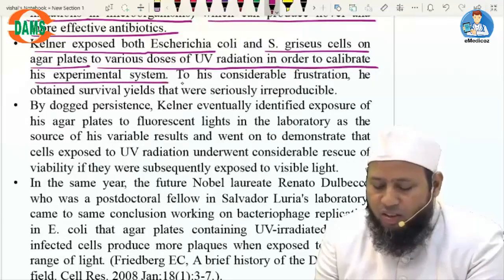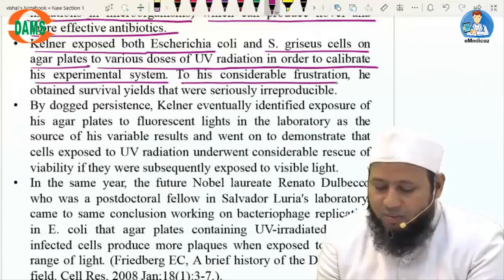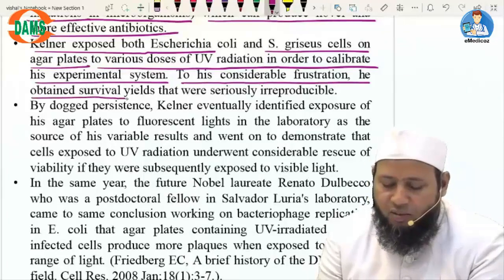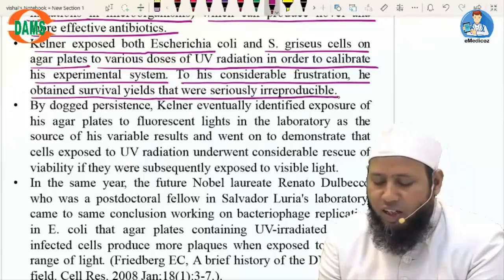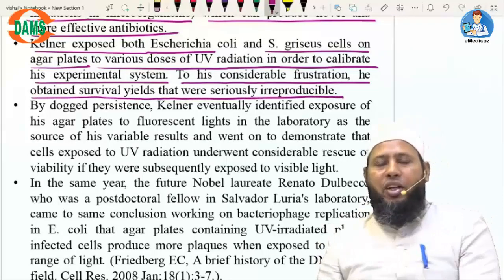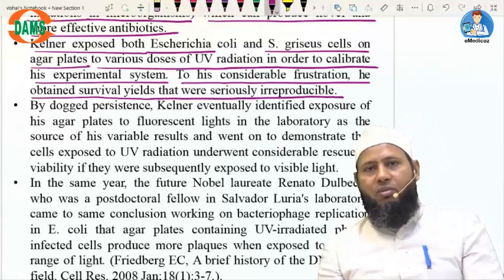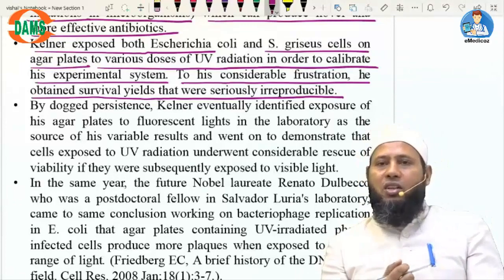During this process, he was frustrated that he obtained survival yields that were seriously irreproducible. It means every time he was getting a different result.